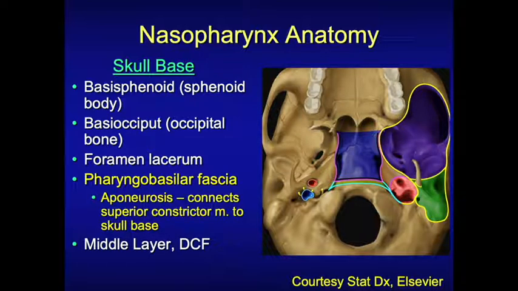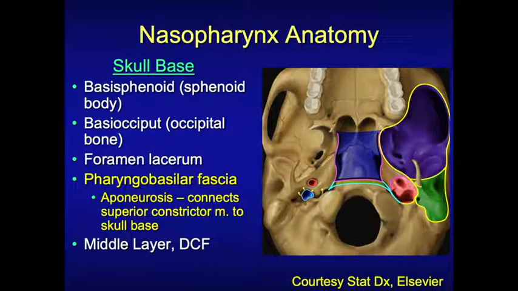So the foramen lacerum is a really important structure. It doesn't have any cranial nerves coursing through it. However, it does allow nasopharyngeal carcinomas to extend superiorly into the skull base. And it's a cartilage surrounded space adjacent to that horizontal internal carotid artery canal. The pharyngeal-basilar fascia I wanted to mention, it's seen here demarcated by this black line, and it's really just a tough aponeurosis that connects the superior constrictor muscles to the skull base.